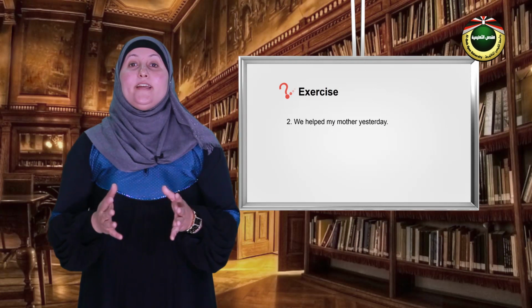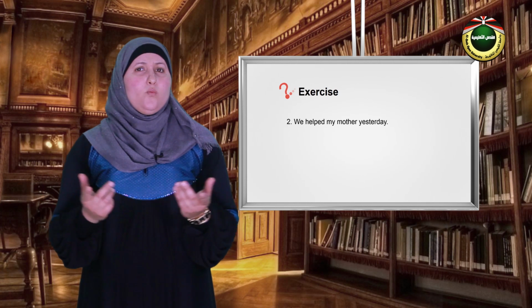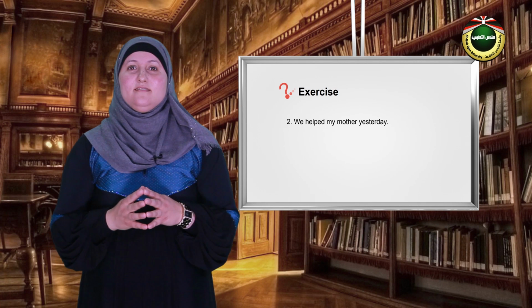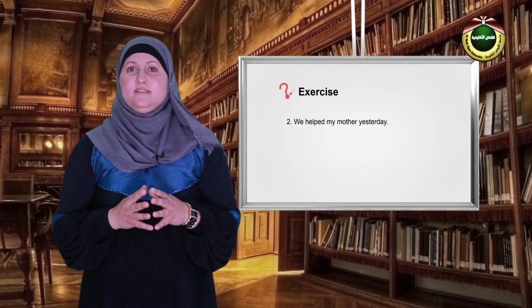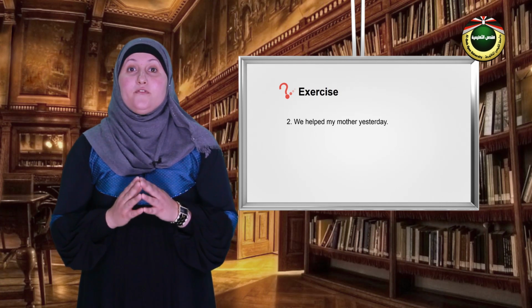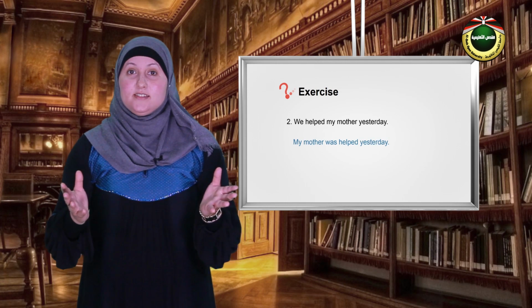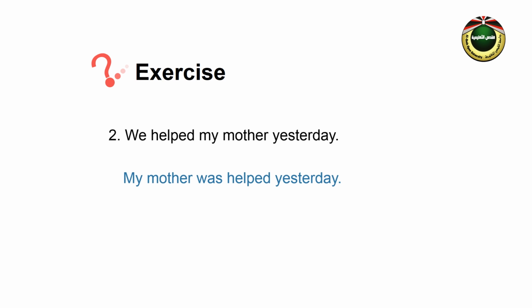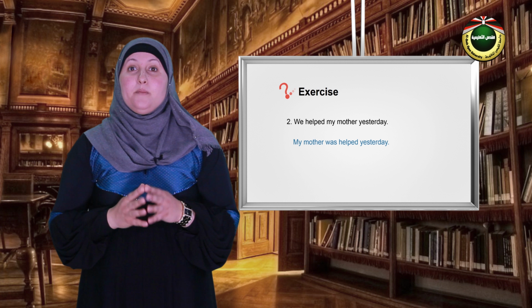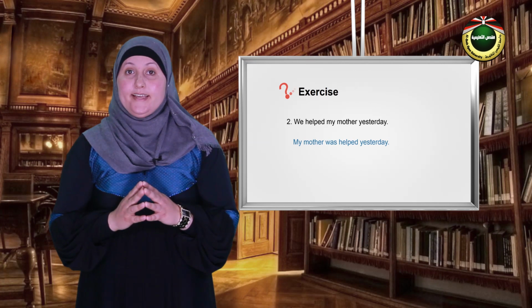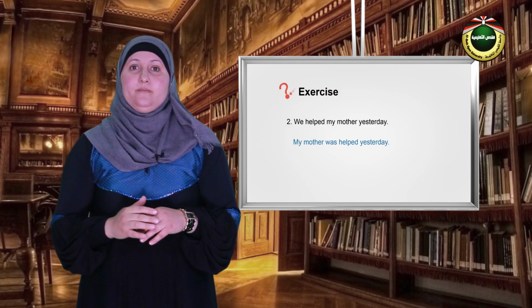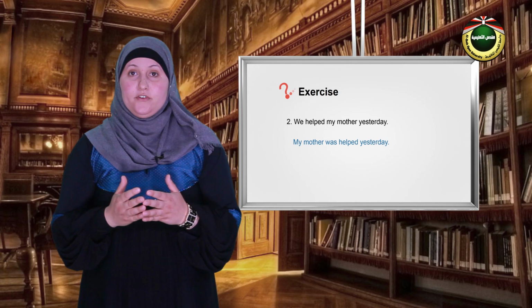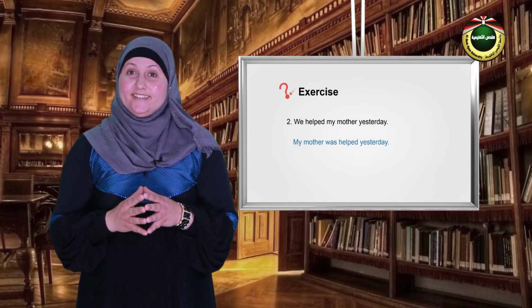Another example. We helped my mother yesterday. Where is the subject? We. Drop it. Where is the object? The object usually comes after the main verb, as we said before. That's my mother. Put it at the beginning. What is the verb tense? Past simple. Helped. What helping verb should you use? Was. That's correct. Because you have a past simple tense and the object is singular. The passive form here is my mother was helped yesterday. Well done, dear learners.